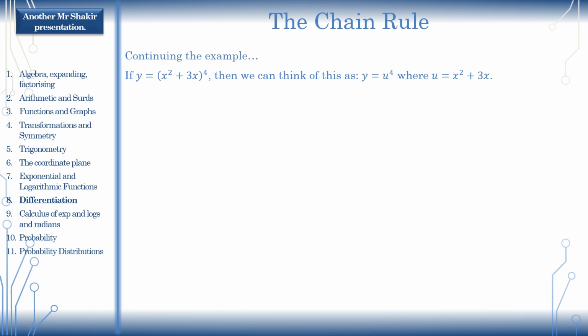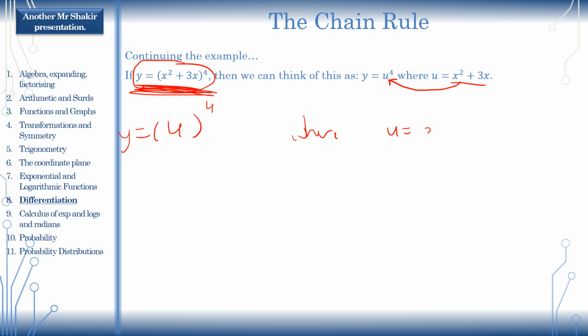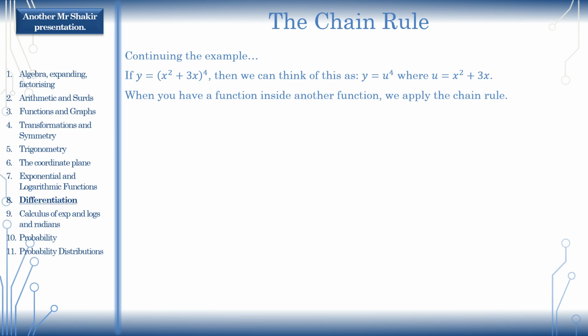So if you have y equals x squared plus 3x all to the power of 4, then we can think of this as y equals u to the 4, and u is x squared plus 3x. This is kind of what I just explained in the previous slide, right? We just subbed this into there, and we had that. And we're just doing it in reverse. We can think of this as being u all to the power of 4. We're saying let x squared plus 3x equal u. And then you have y equals u to the 4, where u is equal to x squared plus 3x. Hope you're following along. Let's move on.